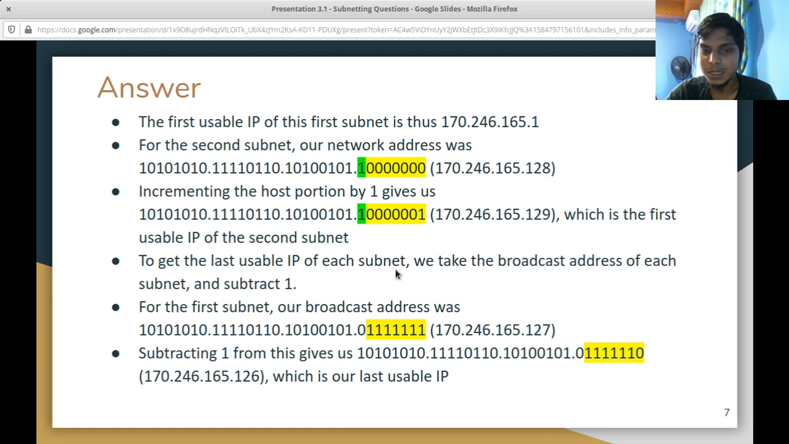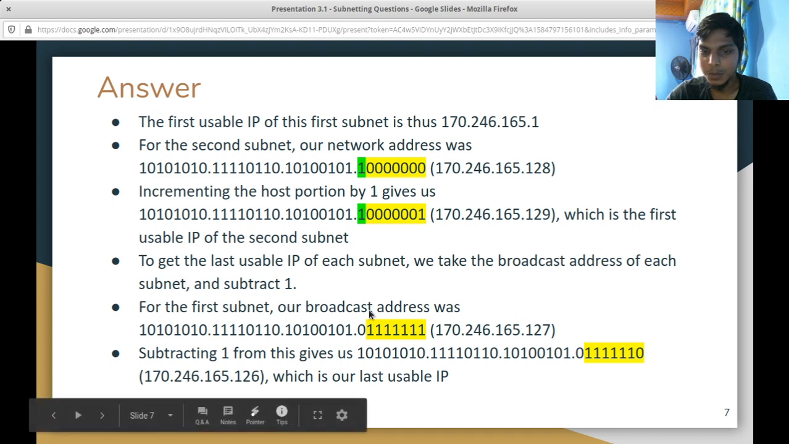To get the last usable IP of each subnet, we take the broadcast address of each subnet and subtract 1. So instead of adding 1, we're subtracting 1 to get the last usable IP. For the first subnet, our broadcast address was this thing, with all of the host bits set to 1, which was this in decimal. So subtracting 1 from this gives us this. You see the 1 there, 1 minus 1 gives us 0. So we get the 0 there. Or in decimal, 127 minus 1 gives us 126, which is our last usable IP.